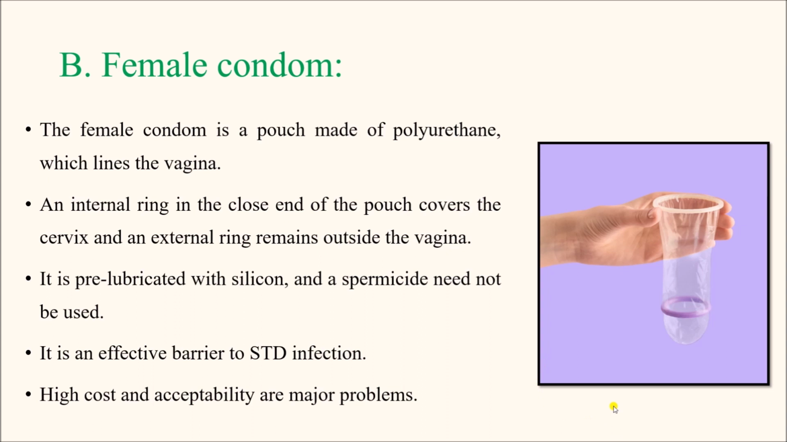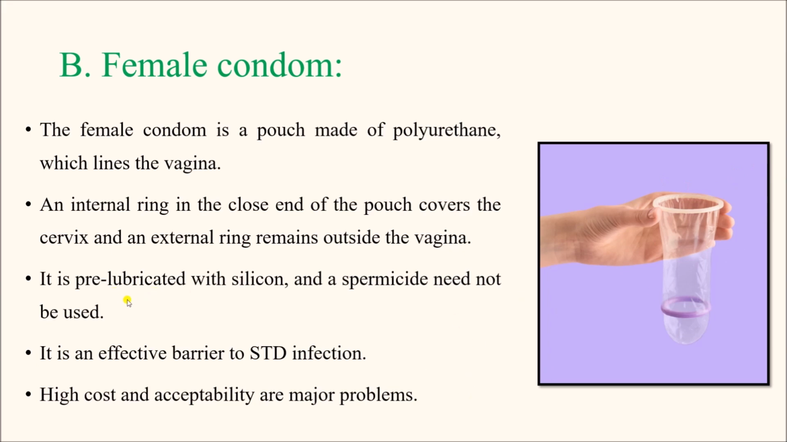Coming to the next one, that is the female condom. This is what a female condom looks like. The female condom is a pouch made of polyurethane which lines the vagina. So it is inserted inside the vagina, and this polyurethane membrane lines the vaginal cavity. There are two rings: an internal ring, this is the internal ring, in the closed end of the pouch, covers the cervix. So this covers the cervix, and the external ring remains outside the vagina.